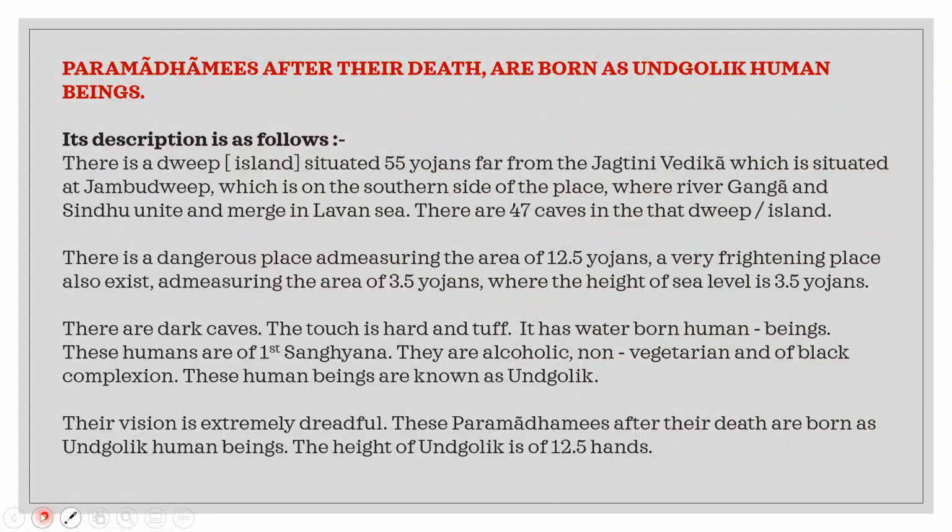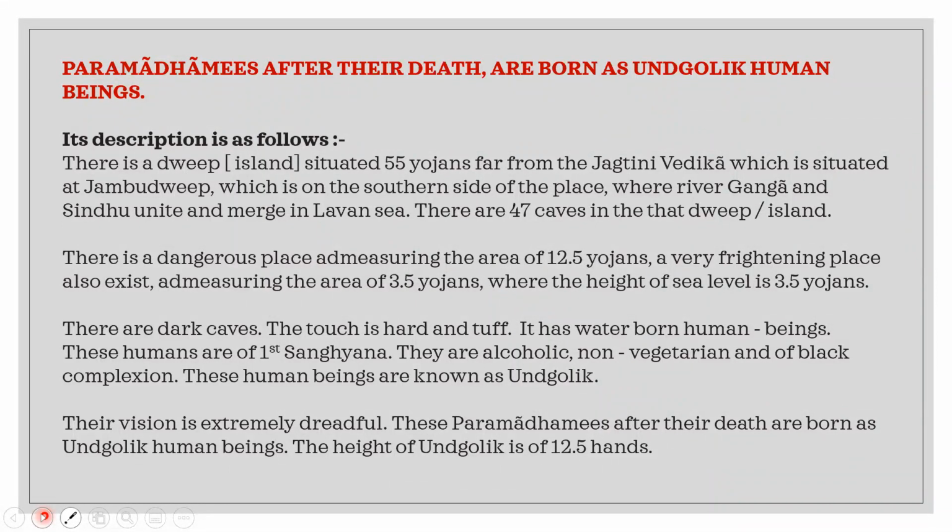So there is an island or a dweep that is situated 55 yojans in the southern part of Jambudweep. It is 55 yojans from a place known as Jaktani Vedika. And it's the south of the Jambudweep. And on this island, there are 47 types of caves. And these caves are extremely dark, and it is a very, very dangerous place. This place is around 12.5 yojans, and it is just near the sea, being an island, and the height above the sea level is 3.5 yojans.